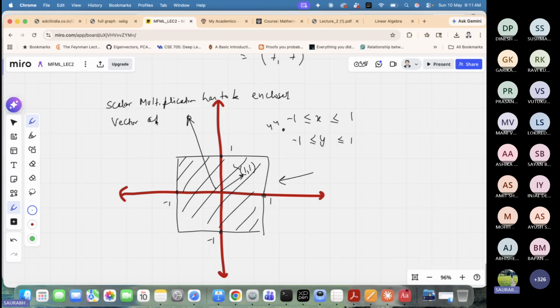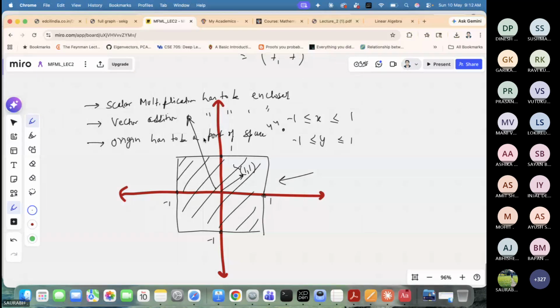Vector addition has to be enclosed, and the origin has to be a part of the space. If you have these three things valid, scalar multiplication is enclosed, vector addition is enclosed, and the origin is a part of the space, then you have a valid vector space. Now ask your question, go ahead.